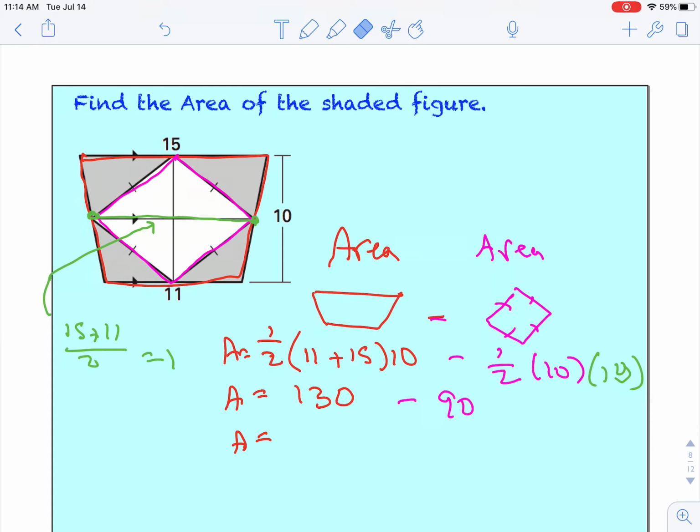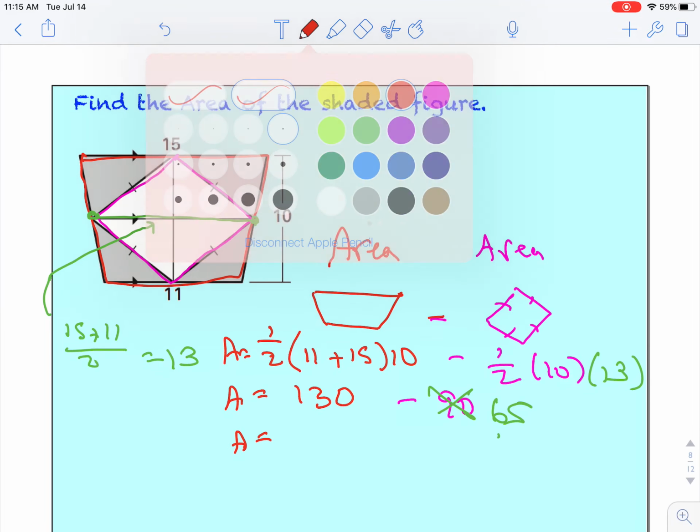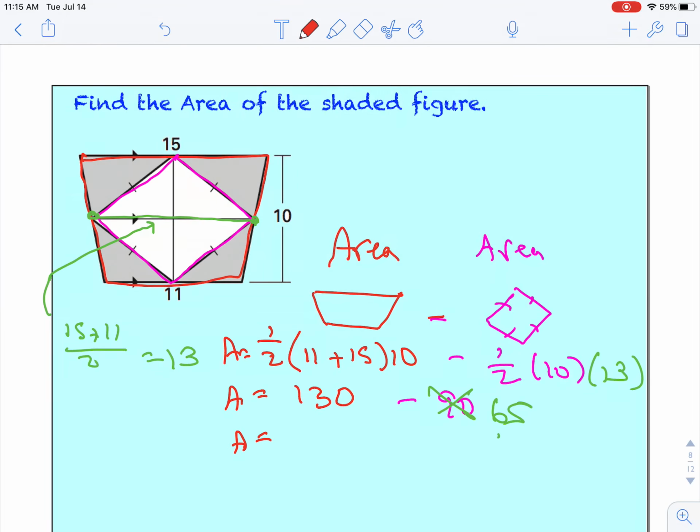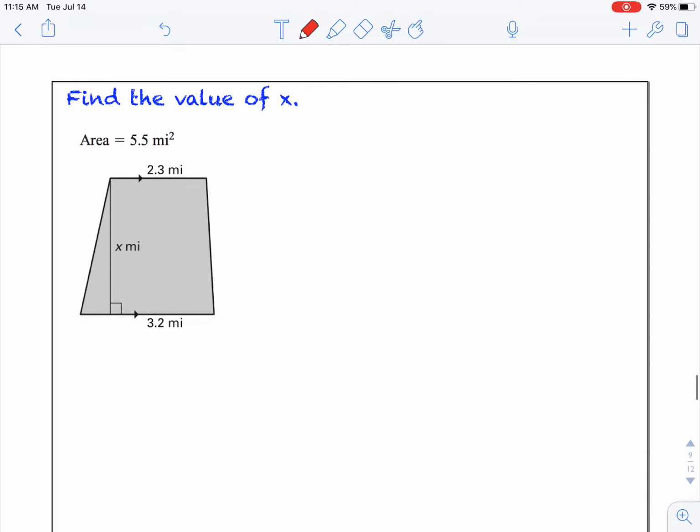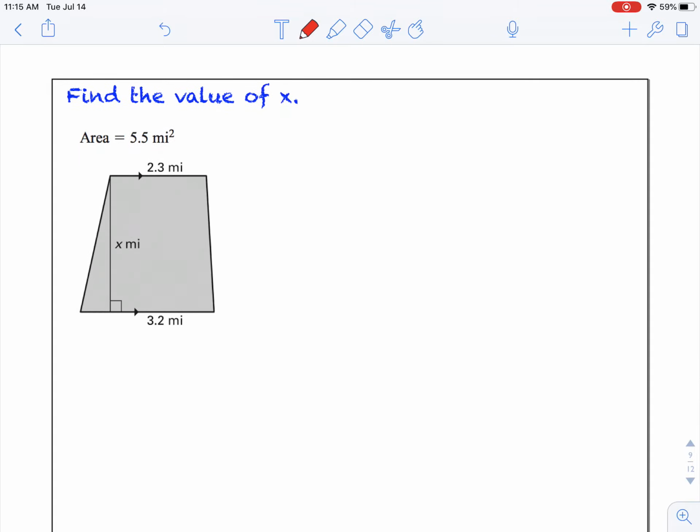Did I do that wrong? I somehow did this wrong. Oh yeah, sorry. I was looking at my work and that didn't make sense. So actually 11 and 15 is 26, so 26 divided by 2 should be 13. Sorry, little mental math error. So this has to be 13, and that changes that to 65. So now my total area would be 65 units squared. Sorry about that. All right, so your turn.